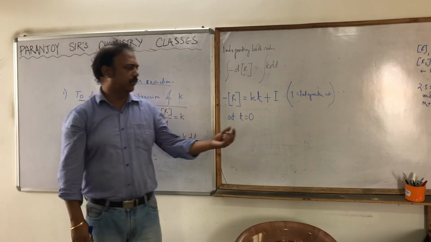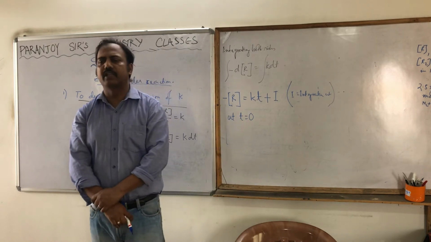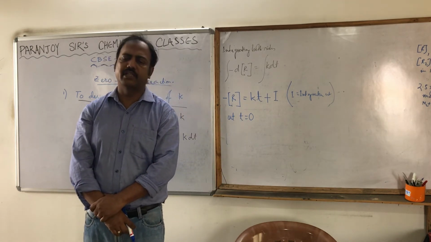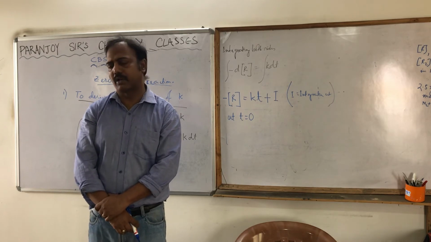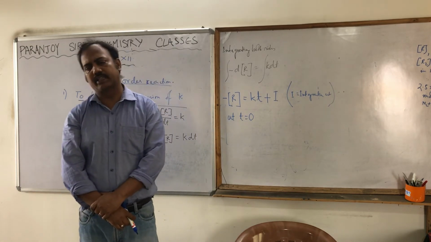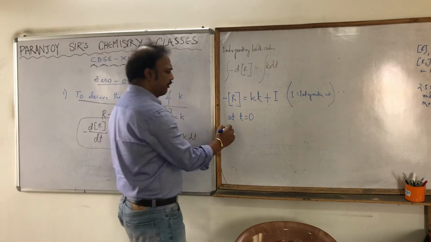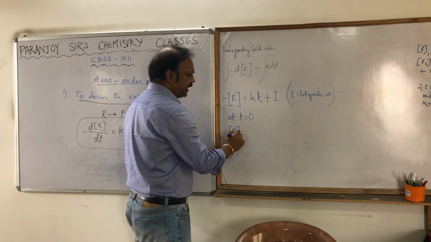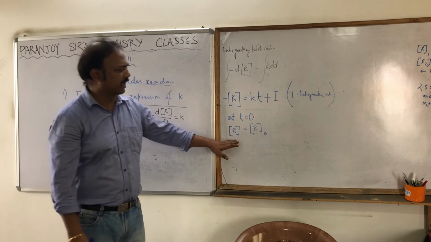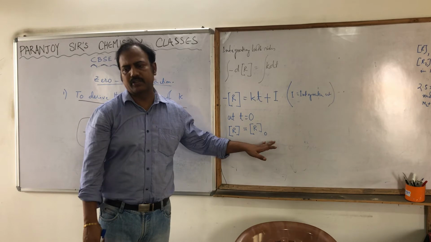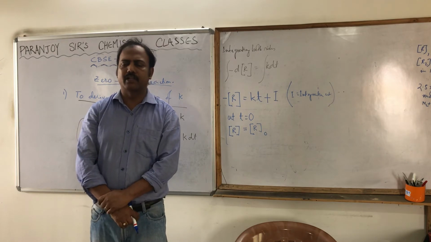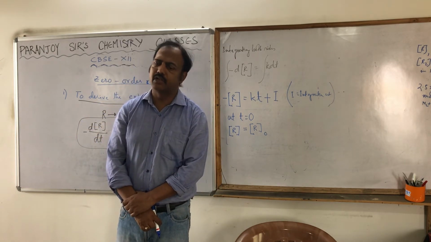At t equal to 0 means time equal to 0, when the reaction is just about to start. The reaction did not start yet. At that particular time there is no product, only reactant is there. Let the concentration of the reactant at that time be indicated as R0. R0 is nothing but the initial concentration of the reactant.